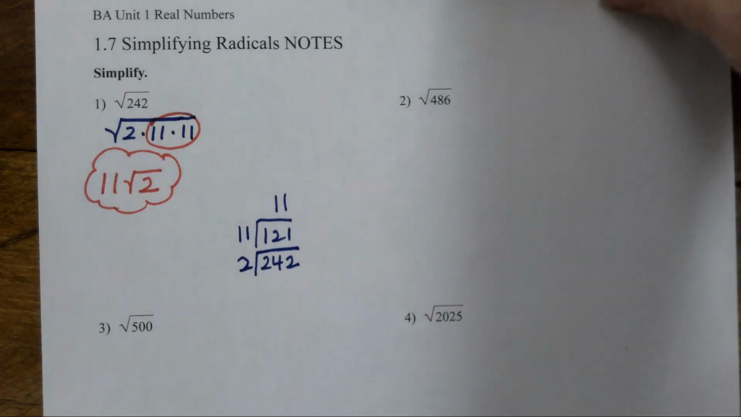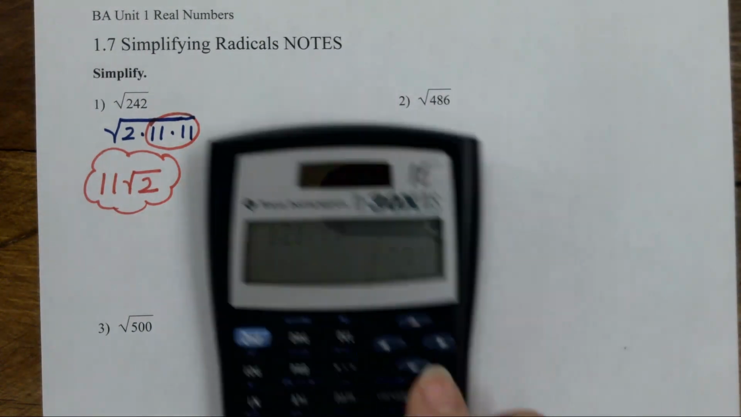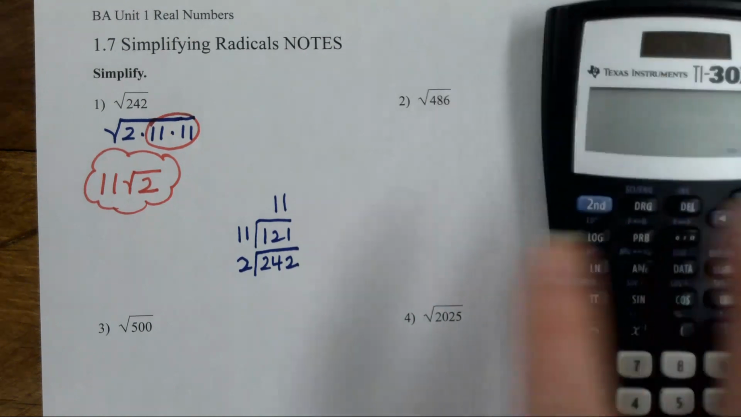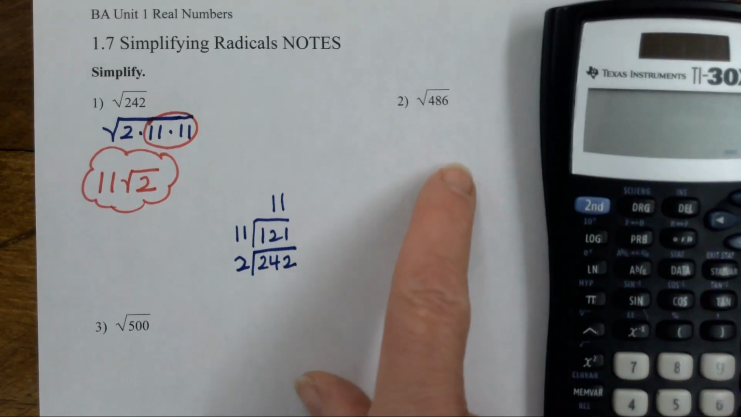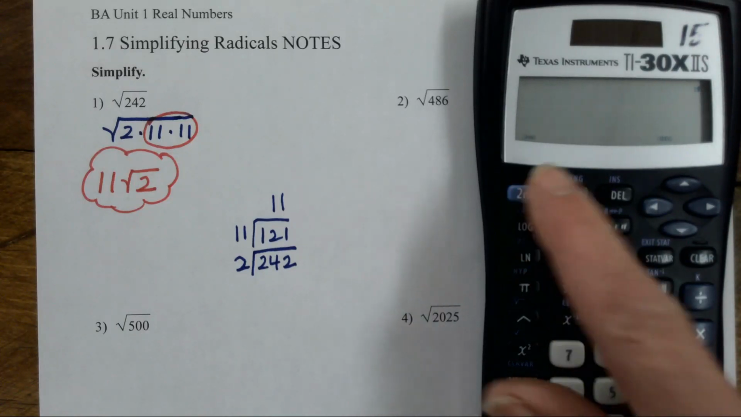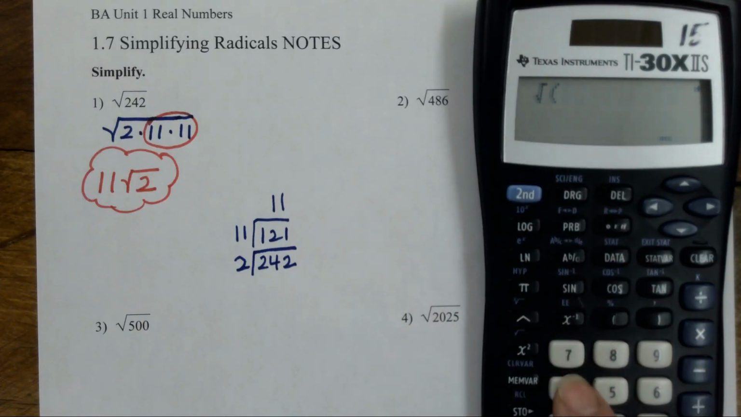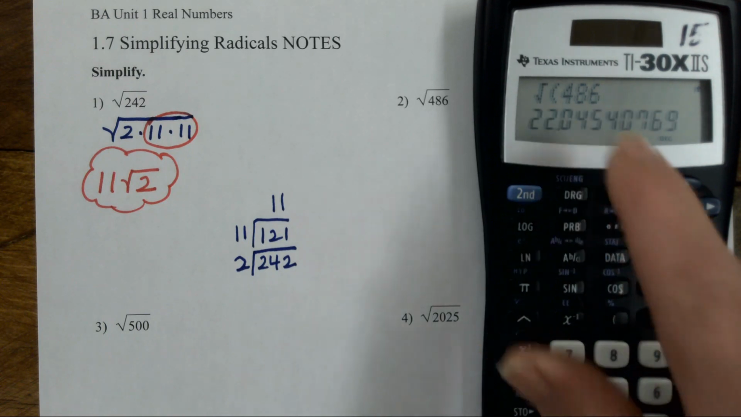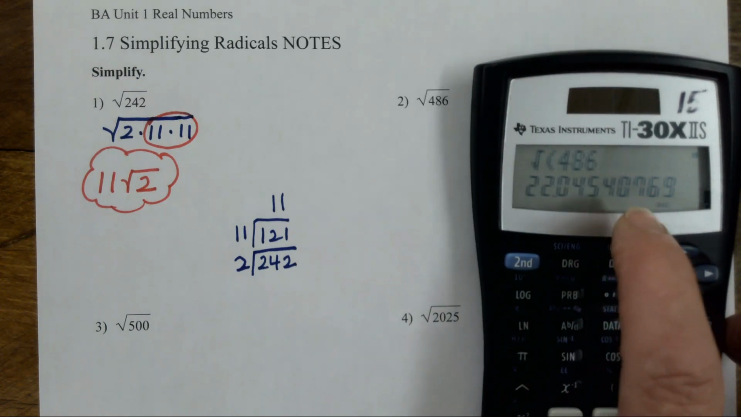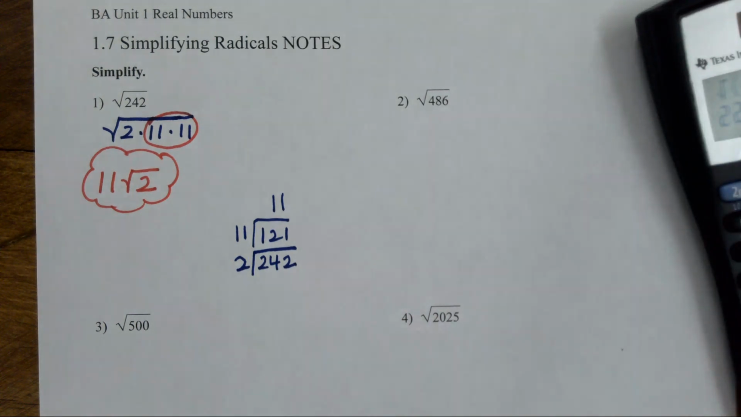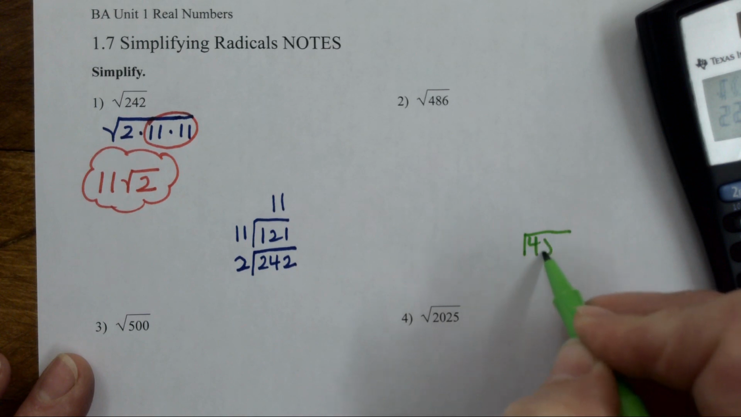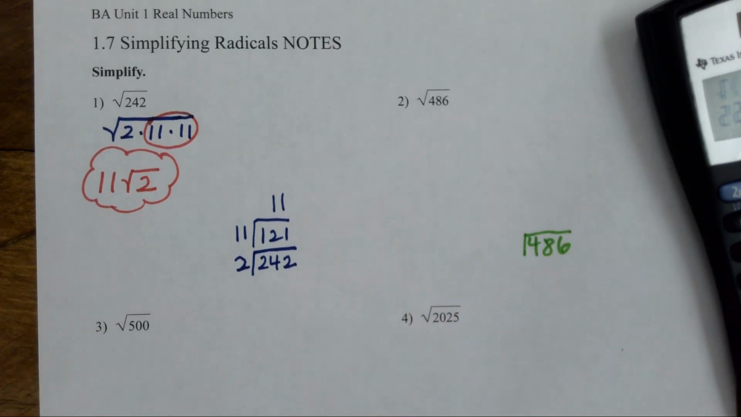So I'll start number 2 the same way. I want to see if this is a perfect square. I want to see if this is rational or irrational. So I go second squared 486. It comes out as an ugly decimal. Therefore, I have to break it down. So I'll put my division off to the side. I put 486 down, and I start dividing.